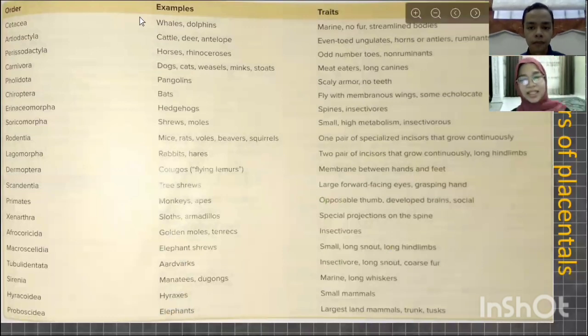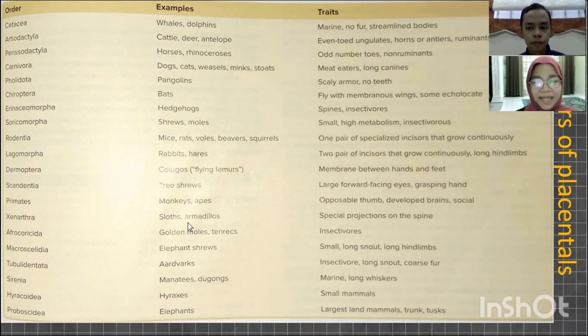There are 20 orders of placental mammals. Placental mammals can also be known as placentals. There are 20 orders of them, and humans are also mammals.